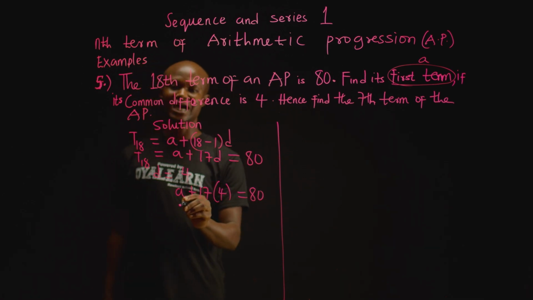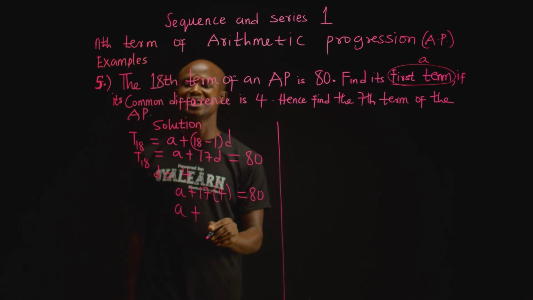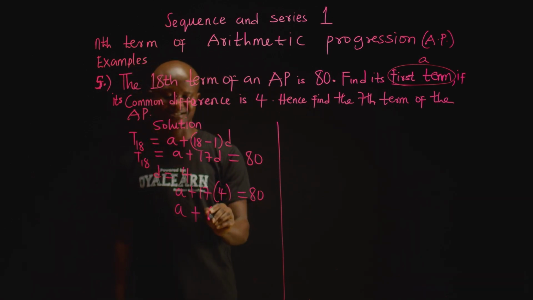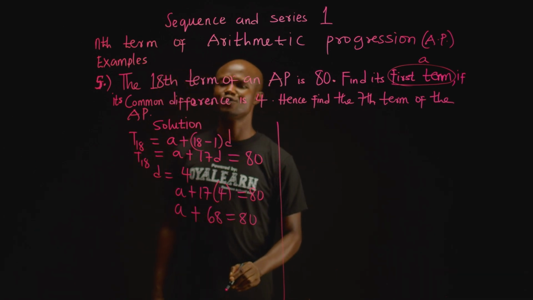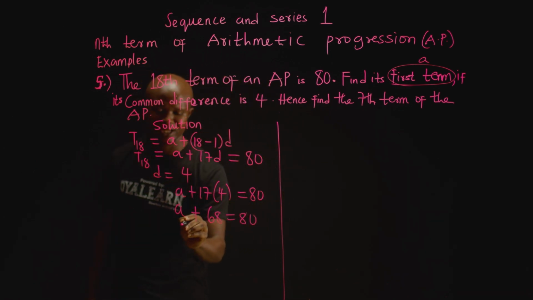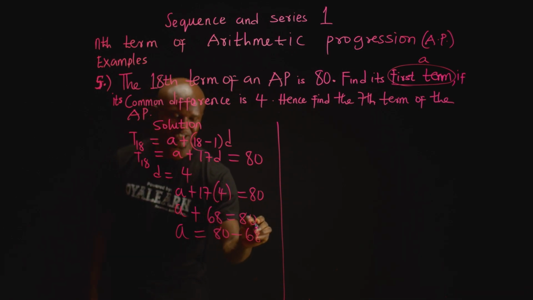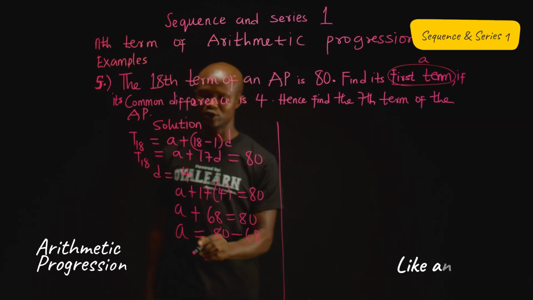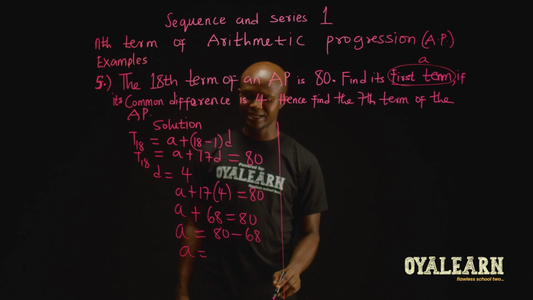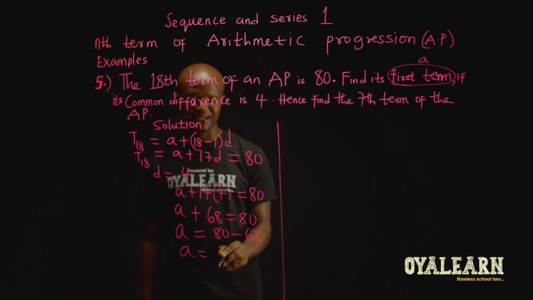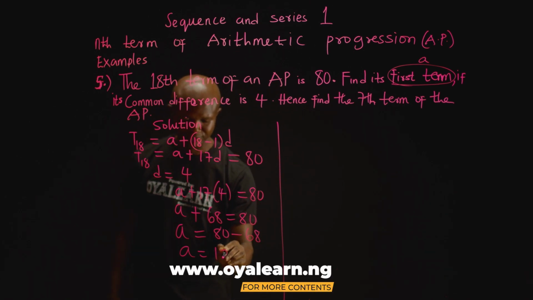Now, we have A plus 17 times 4. What are we going to have? That is 68, then equals 80. Now from here, collecting like terms, A will be equal to 80 minus 68. And what will be the value of A, that's the first term? 80 minus 68 will give us 12.